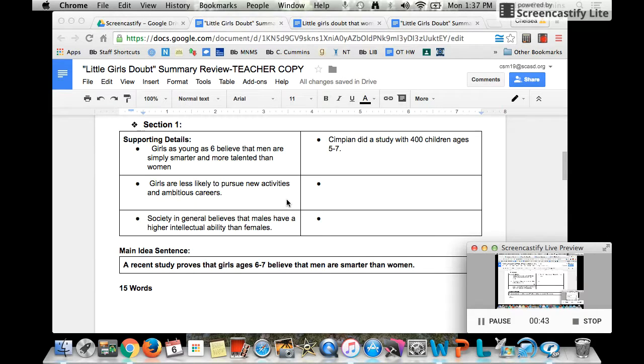And finally, a researcher named Simpian did a study with 400 children from ages 5 to 7. I didn't have any other details, so I left these two blank.